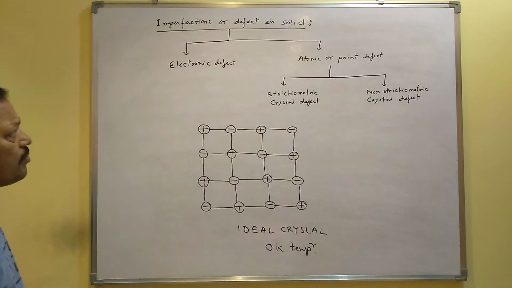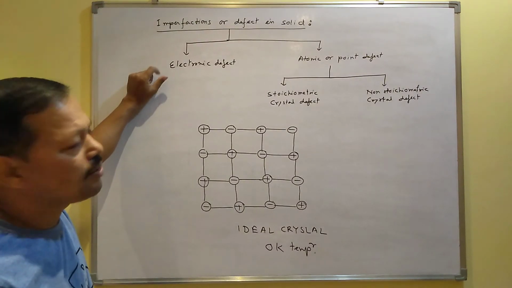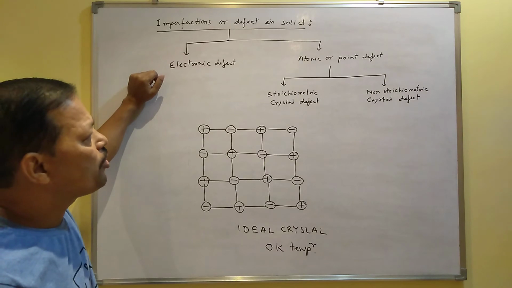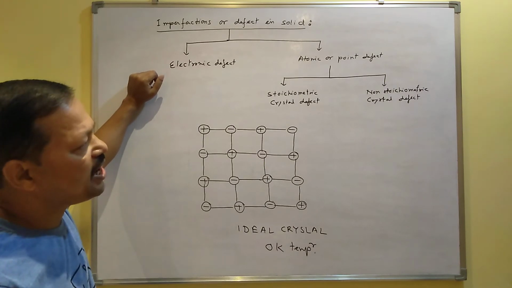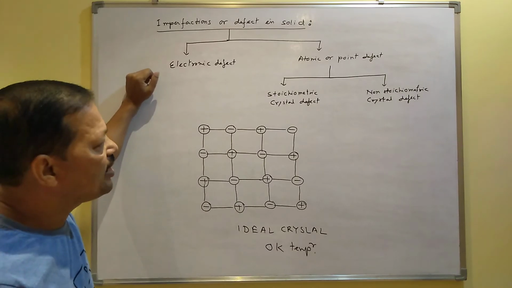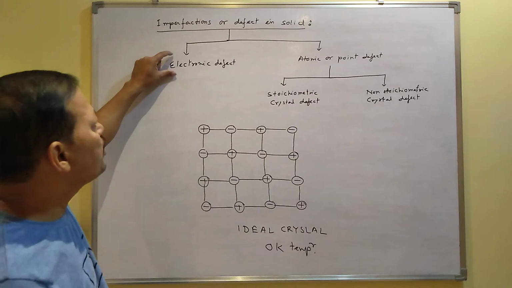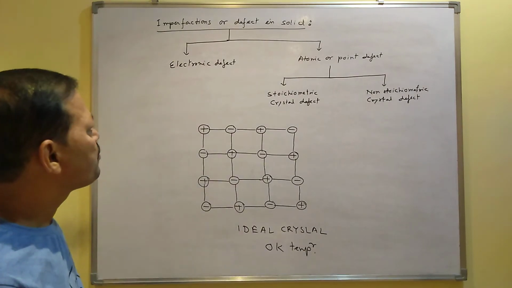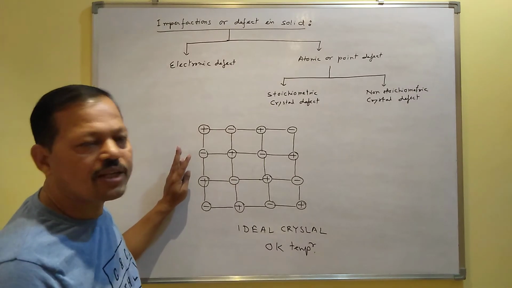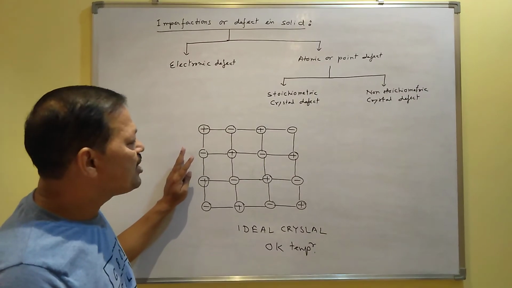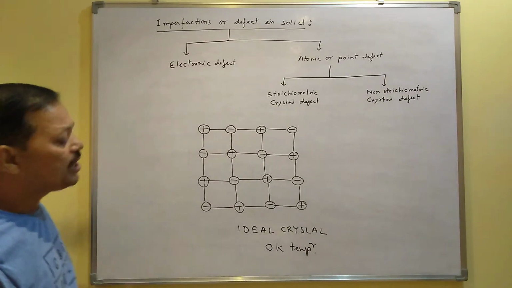So defects are mainly classified into two types, electronic and atomic defects. And atomic or point defects can again be classified into two types, stoichiometric crystal defect and non-stoichiometric crystal defect. Now first I want to explain the electronic defect. Electronic defect arises due to electrons. I mean, when the defect arises due to electrons, then that type of defect is said to be an electronic defect.